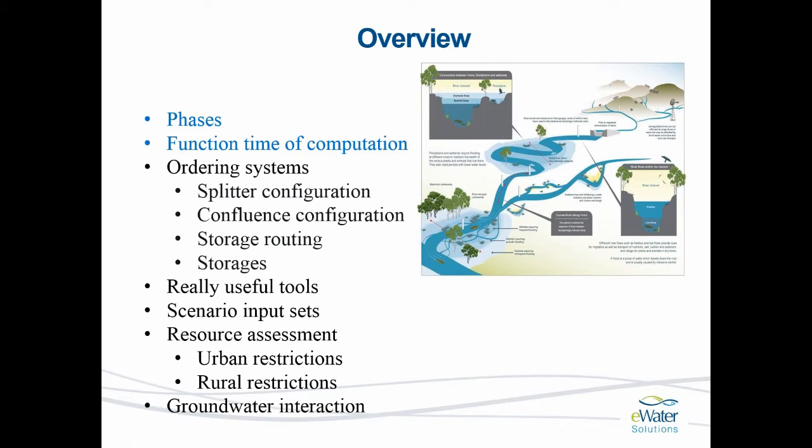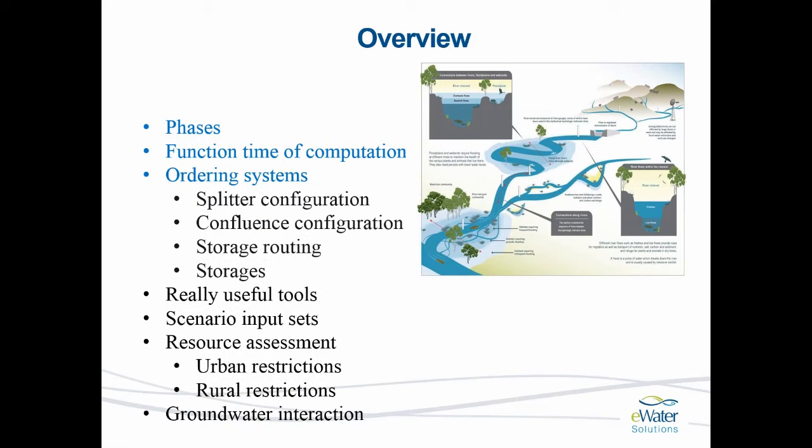So now moving on to ordering systems. And within the ordering systems, I'll explain a little bit about splitter configuration, confluence configuration, storage routing configuration, and storage configuration, where they're important for the ordering system to work properly.